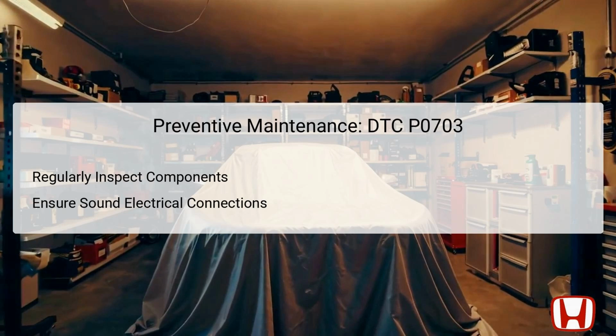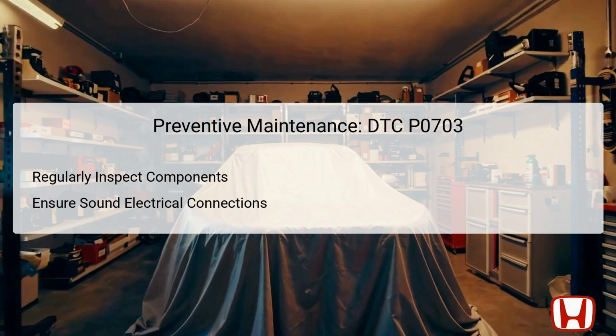For ongoing vehicle reliability and to prevent the recurrence of DTC P0703, adherence to preventive maintenance is essential. Regularly inspect the brake pedal position switch and associated wiring to catch any wear or damage early. It's advisable to periodically check the electrical connections for signs of corrosion or loose terminals, as they can significantly influence operability. Keeping these components in good working order helps ensure the PCM receives accurate data and enhances overall performance.